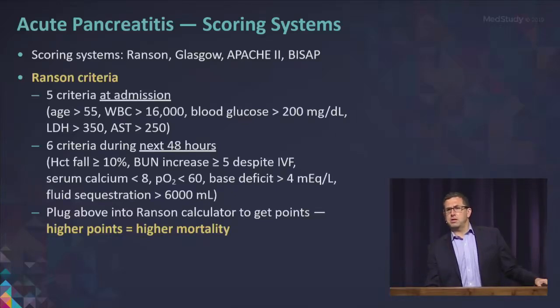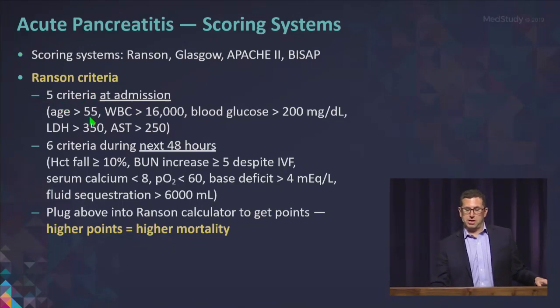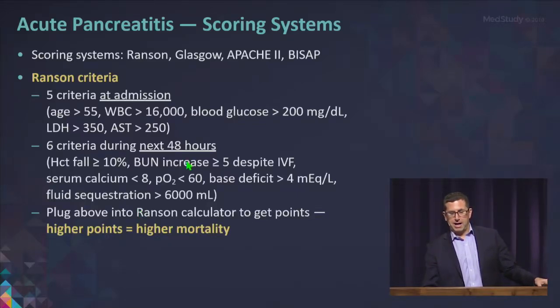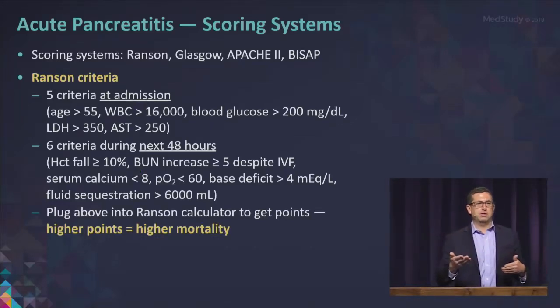There are a number of scoring systems that you may see out there: Ranson, Glasgow, APACHE. I'd say the Ranson is what they really like to hone in on. That's probably the most tested. So I'm sure you've seen this before. There are 5 criteria on admission, and then 6 criteria during the next 48 hours. And you plug these variables into the Ranson calculator, and the higher the points, the higher the mortality. Key points about this are that if the BUN is high or the hematocrit falls, both of these things imply that you're not keeping up with IV hydration or IV fluids, which is bad. You really want to keep up with IV fluids for acute pancreatitis.